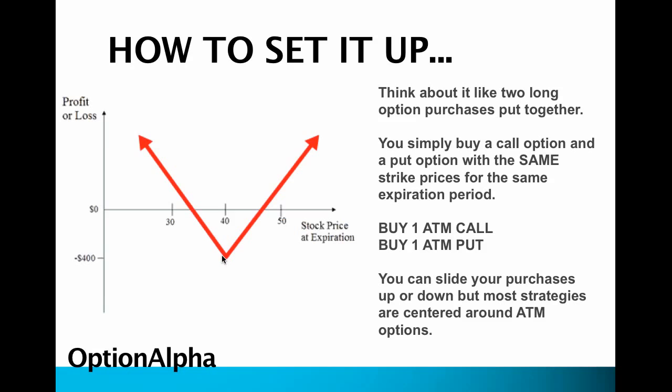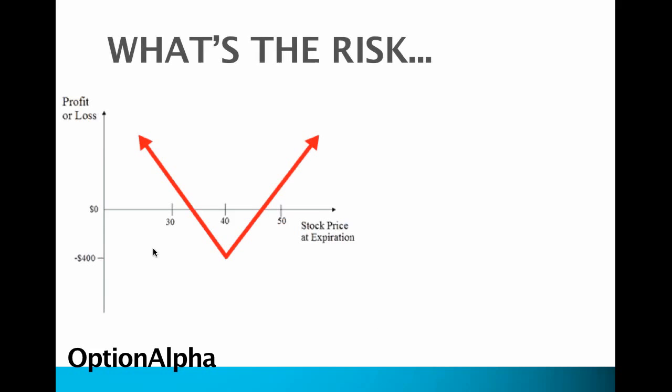Now you can slide these purchases up or down, but most strategies are really centered around at the money options because we don't care which direction it goes as long as it moves. So there's no real point in sliding it up here to 50. Then you'd be more tilted towards the bearish side. You could slide it down to 30, but again, you'd be more tilted towards the bearish side on 30 and towards the bullish side on 50.